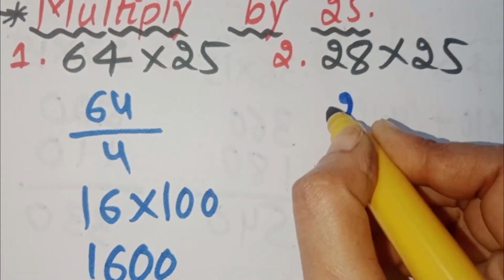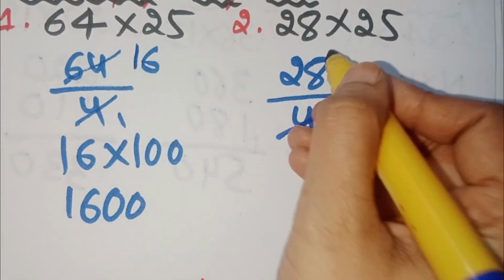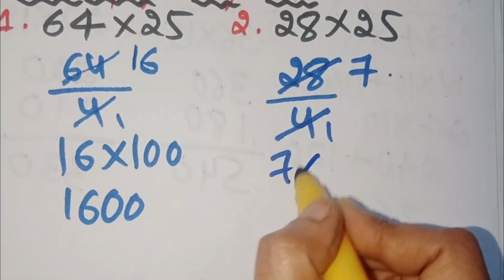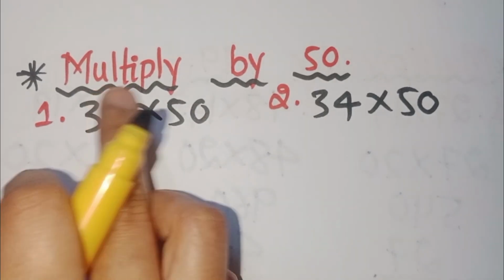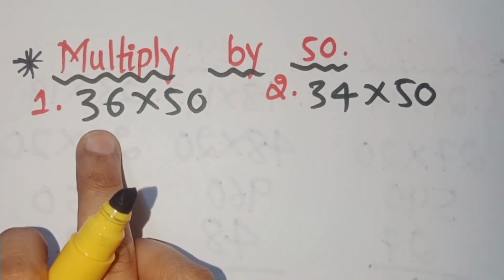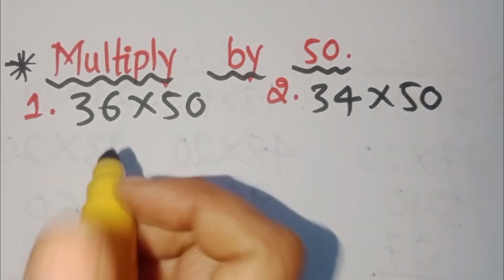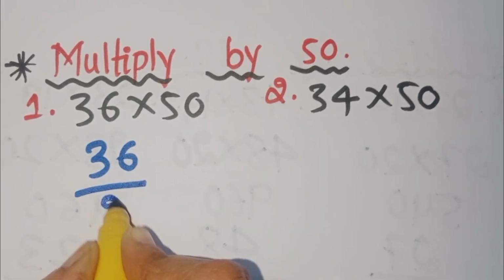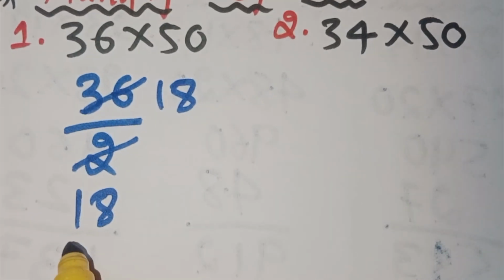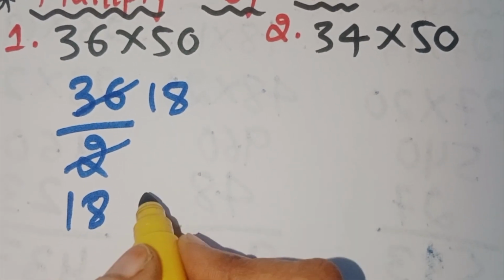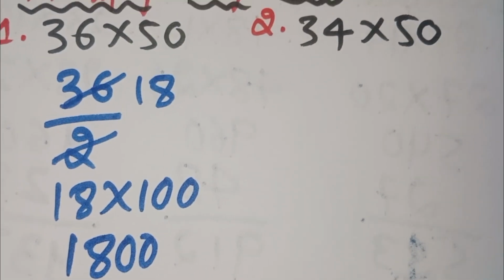28 into 25. First, divide this number by 4. 4 ones are 4, 4 sevens are 28. 7. Multiply by 100. 700. Multiply by 50. First, divide the original number by 2. Then, multiply by 100. 36 divided by 2. 2 ones are 2, 2 18s are 36. 18. Then, multiply this number by 100. 1800. This is the answer.